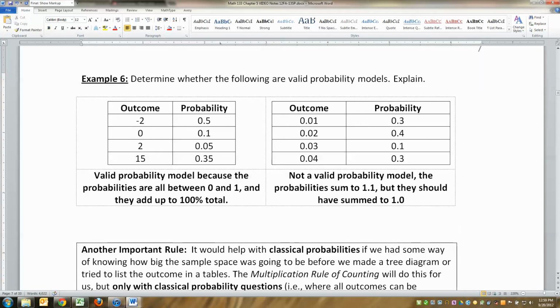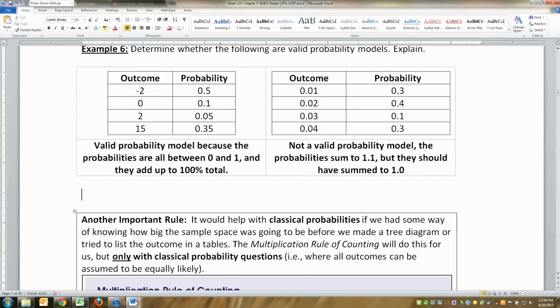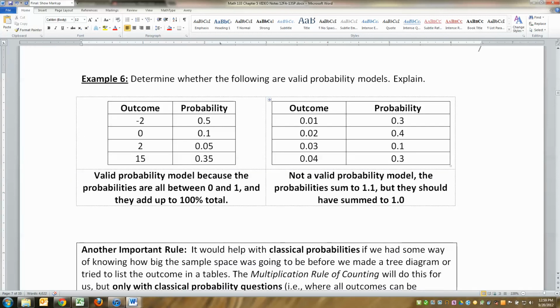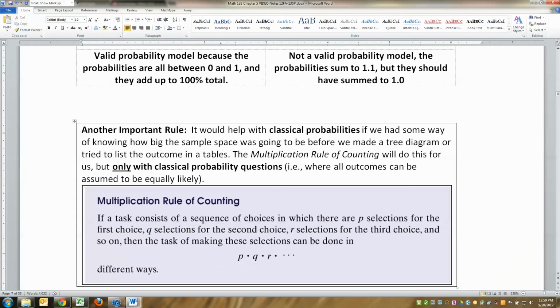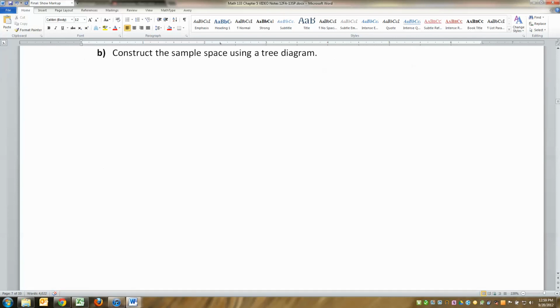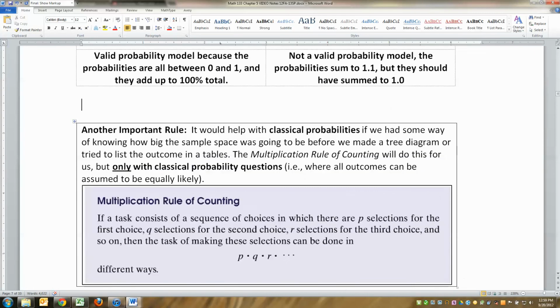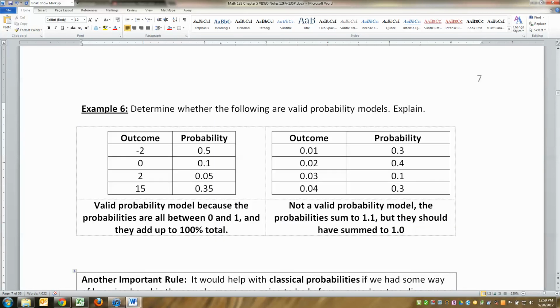Okay, I want to stop right there because the next stuff is going to take a little bit of work. So we'll pause here, and I'll meet you back here for the next batch, which is even more tree diagrams and the multiplication rule of counting. All right, see you then.